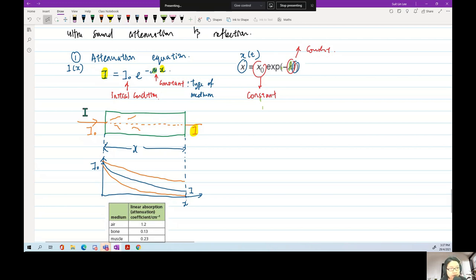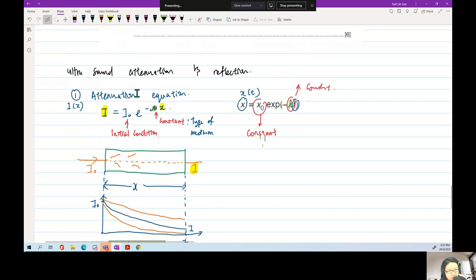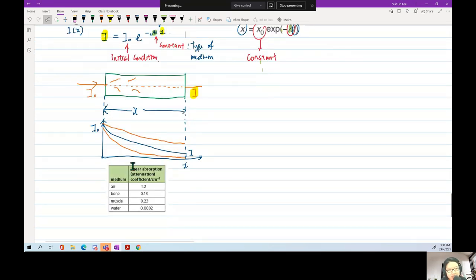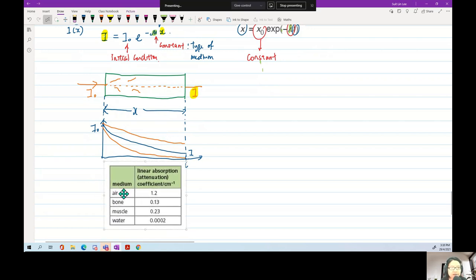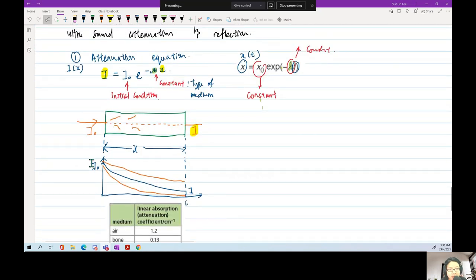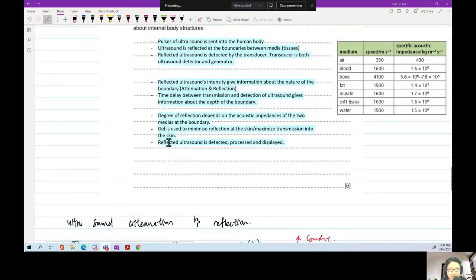Okay, so I repeat again. What you need to know regarding attenuation is the equation, because it's not given to you. I is I naught e to the negative mu x. You can use this to help you recall the equation by substituting I with x, x with I. Okay, and the constant now is mu. This constant is the linear absorption or linear attenuation coefficient. And in different media, you will have different types of absorption. Certain tissues or certain media will absorb sound wave easier than others. Okay, so as you travel, the intensity will drop. That's why when we measure the different intensity, we can tell this one.